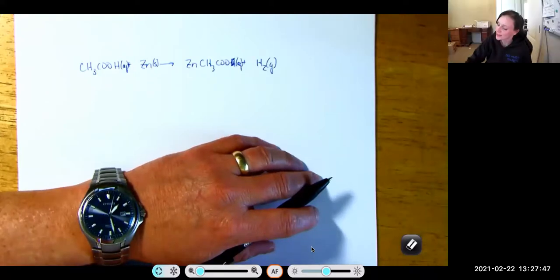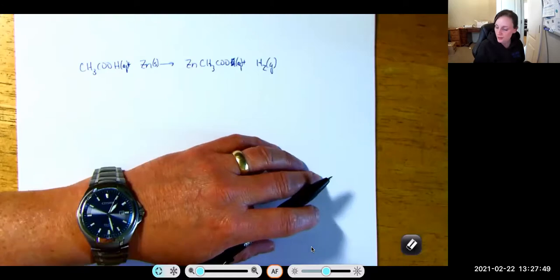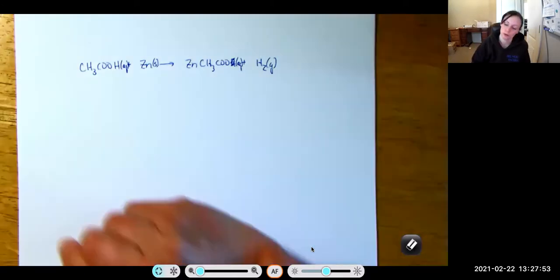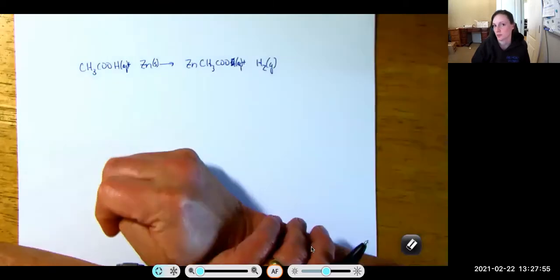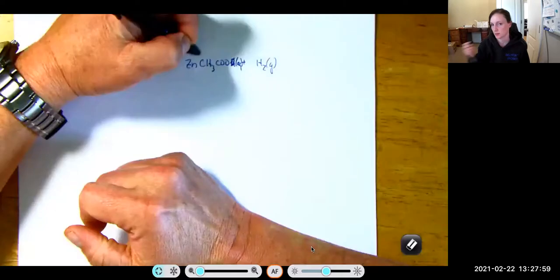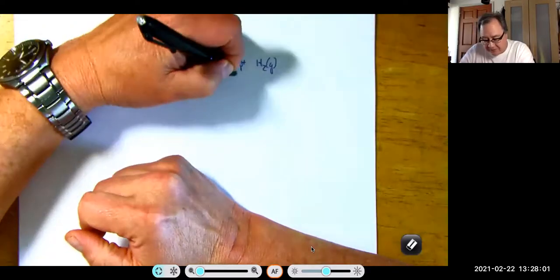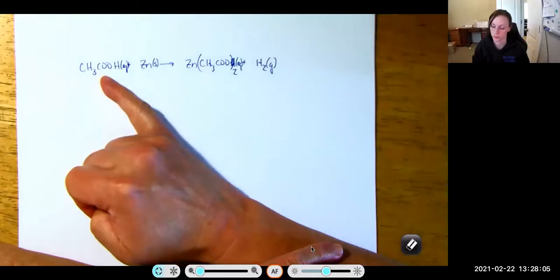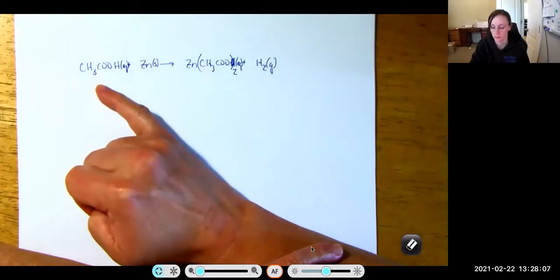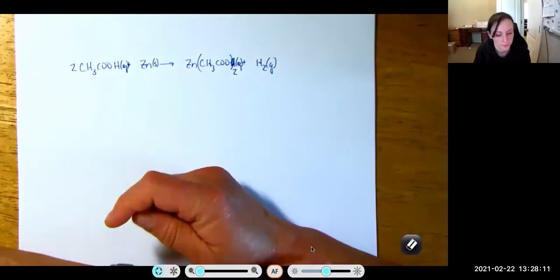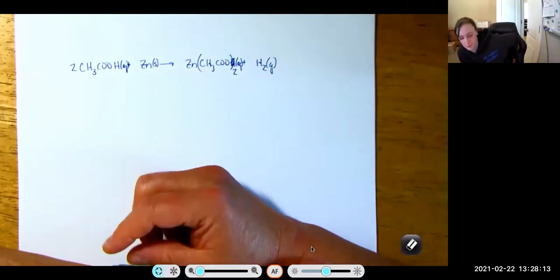So when I was writing out this equation, I thought the product with the zinc acetate, there would be 2 because of the charge of the zinc. Yep. Is that not right? Oh, that is right. So how many of these do you need? We need 2 over there. Okay, so now it's balanced.